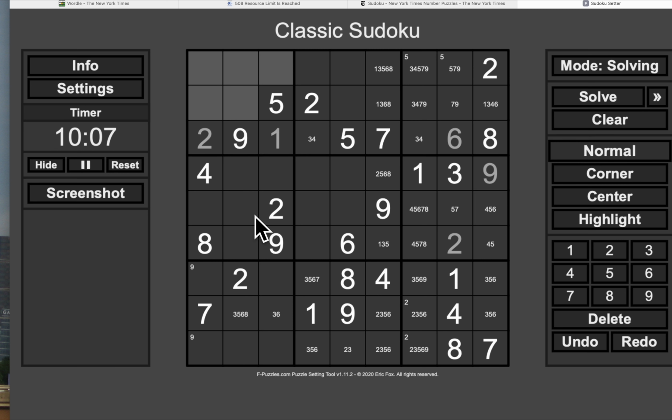Let's see, I got 5 cells left to place here. This cannot be 1, 2, 5, or 9. It could be 3, 4, 6, 7, or 8. Now, these cells cannot be 4, 7, or 8.